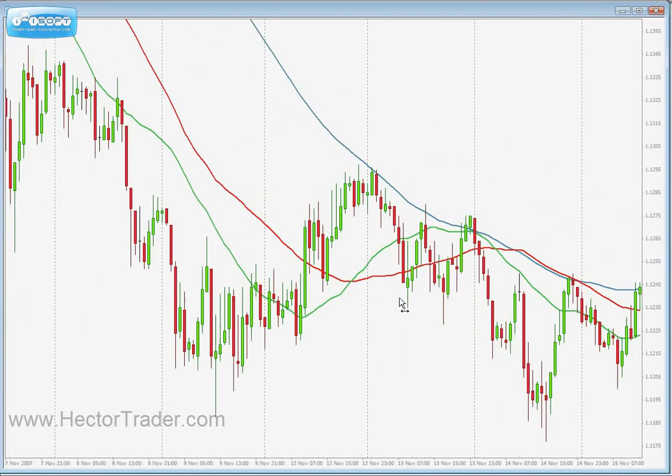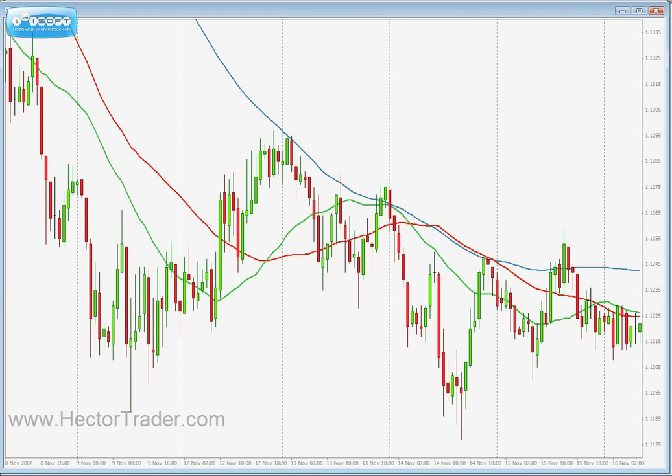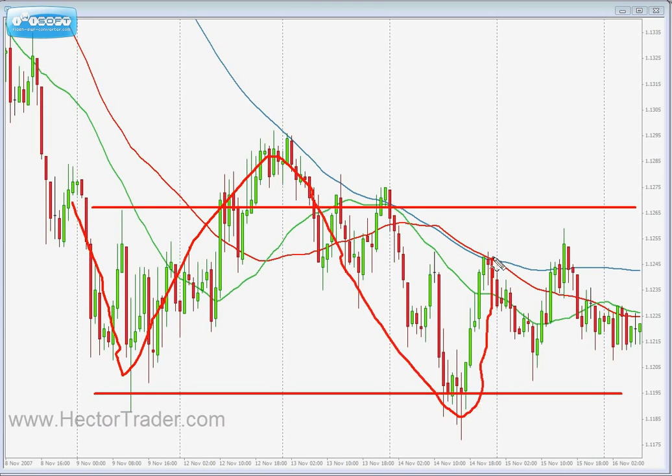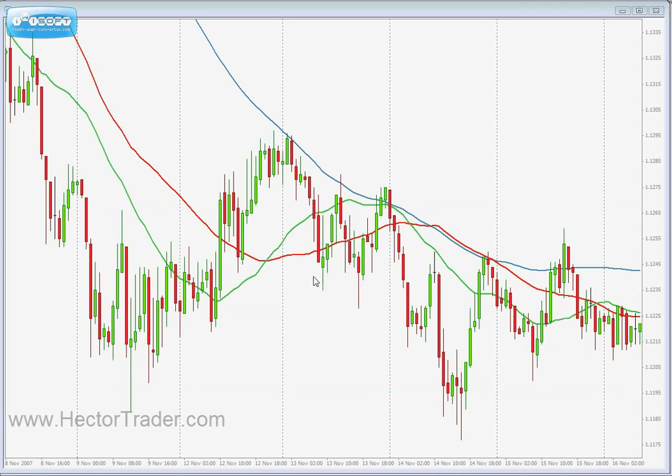Right here, right now, I am showing you a range bound market. Very clear range bound market. Price is basically whipping up and down, and then up and then down and up and down again. Basically, it's moving sideways, or at least it's definitely not moving in any particular direction. There is no particular bias in this chart.